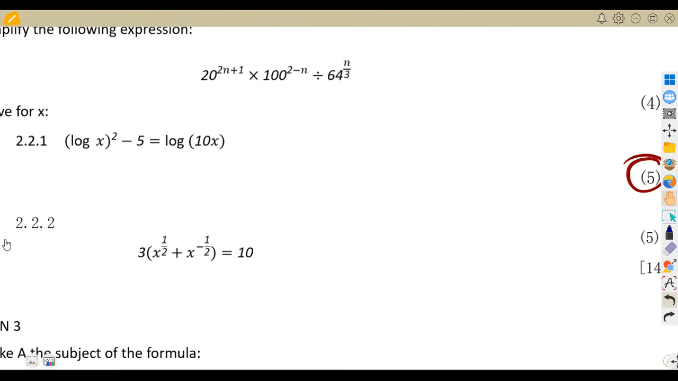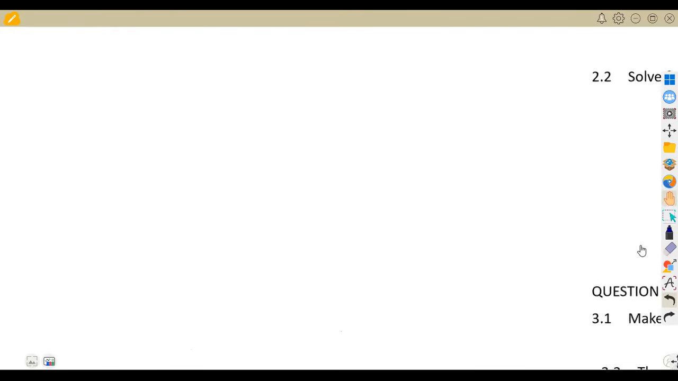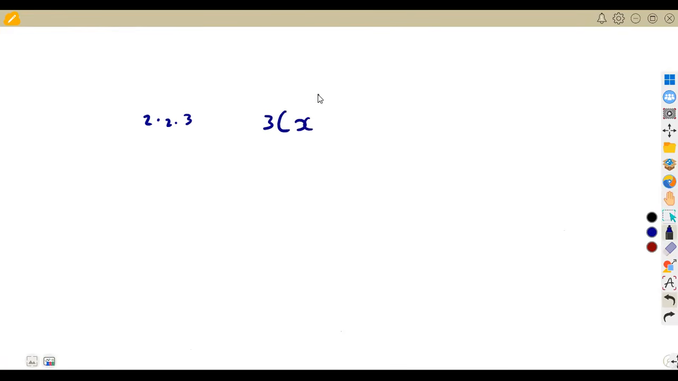Then on 2.23, we are now given to solve again for x. So we're still solving for x, and this is actually 5 marks. Okay, so let's see the equation that we're given here. We are given 3 into x to the exponent of a half plus x to the exponent of minus a half, which is equal to 10.